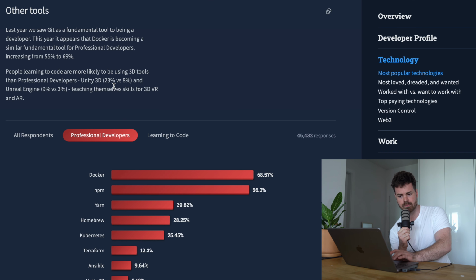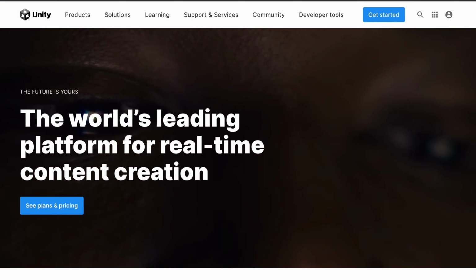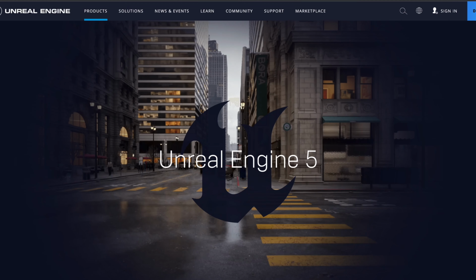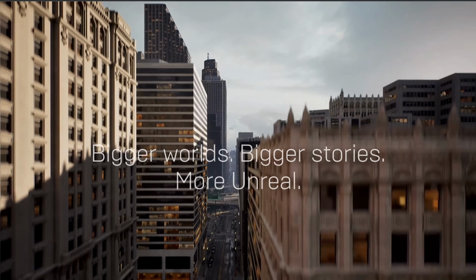The other thing to point out is that people learning to code are more likely to be using 3D tools than professional developers. So Unity 3D, 23% versus 8%, and Unreal Engine, 9% versus 3%. It's fun to see people jumping into this, not going necessarily down the web development route, which does seem to be the most popular, but actually having a function, for example, making a game or doing art, and then working backwards from there and using tools like Unity and Unreal.